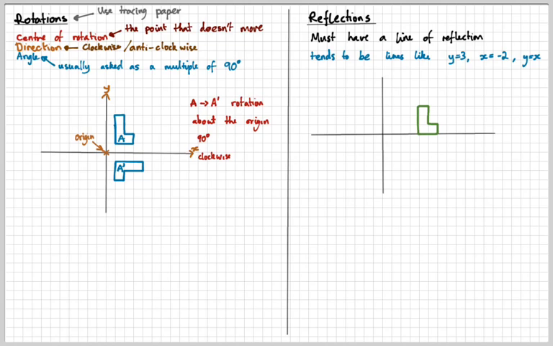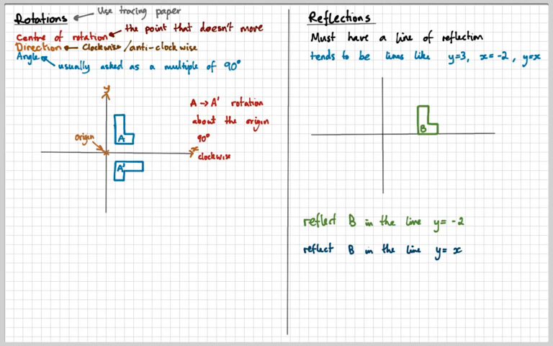Let's look at an example then. We'll take this shape B, and after I've asked the questions, I want you to pause the video and try it yourself. So I want you to reflect B in the line y is equal to minus 2, and then once you've done that, reflect B in the line y is equal to x. So, have a go now and see how you get on.